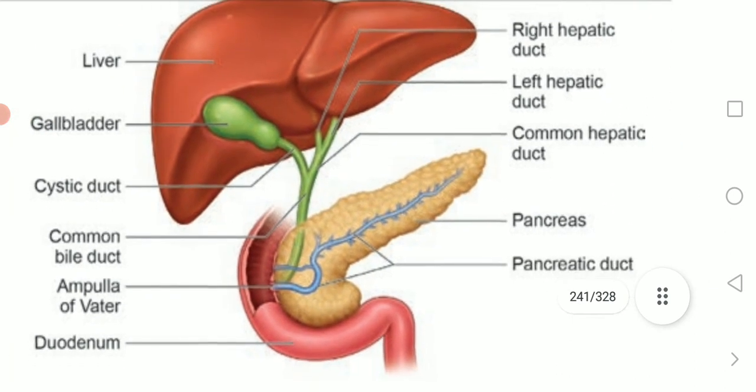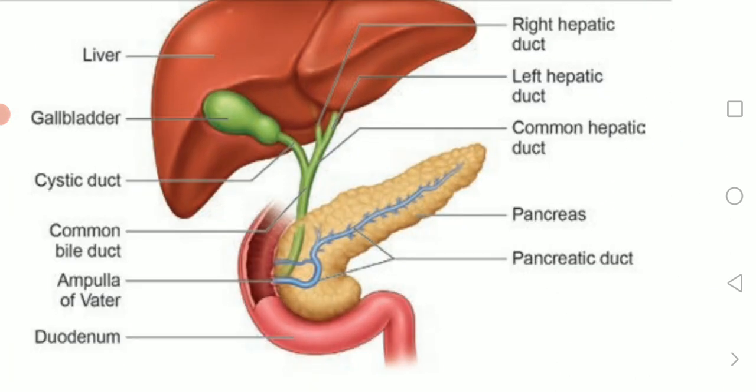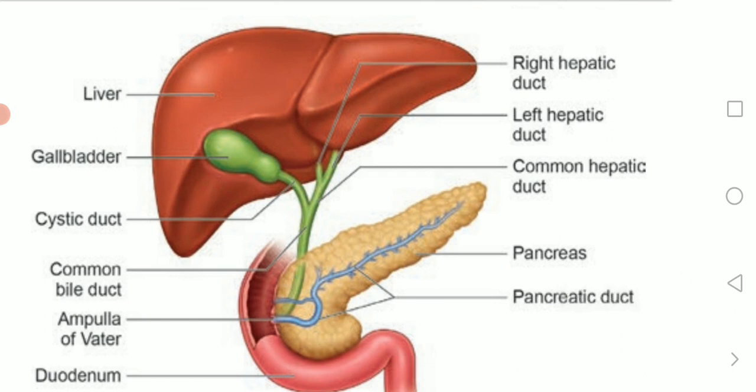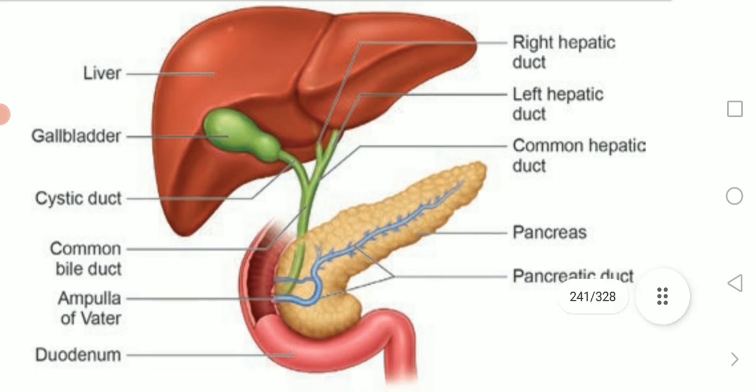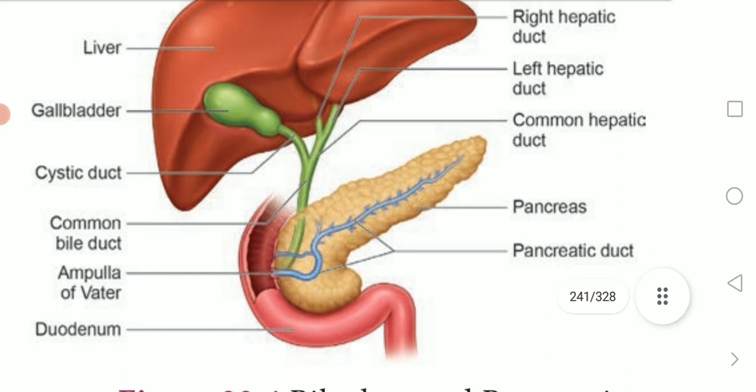The next topic is the liver. This is the structure of the liver as well as the pancreas. It is the largest digestive gland of the body, reddish brown in color. It is divided into two main lobes, the right and left lobes. The right lobe is larger than the left lobe.